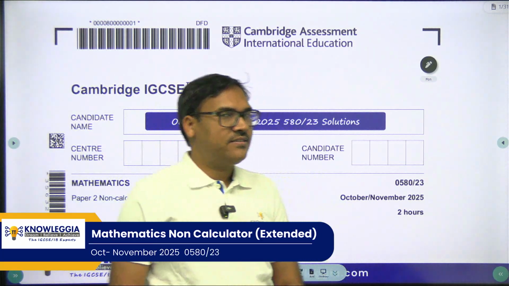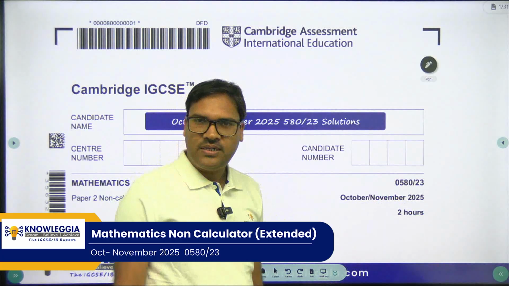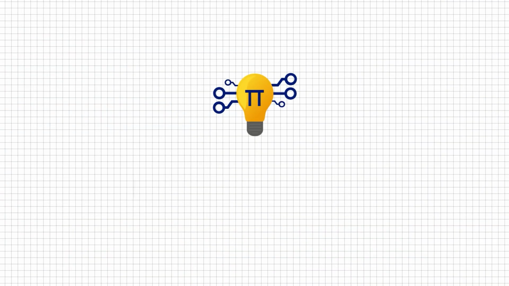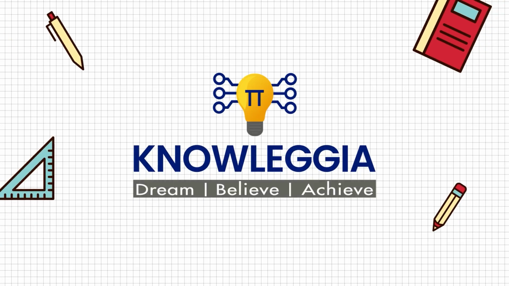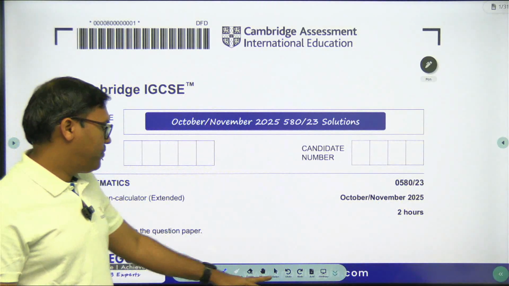So here we are discussing the solutions of October November 5802/3. Again, this is a non-calculator paper. So let's start with the first question.